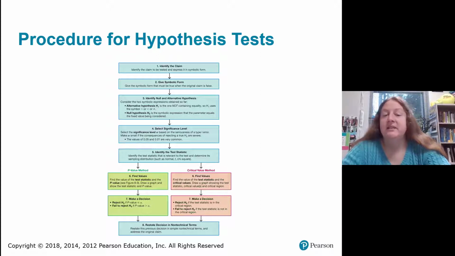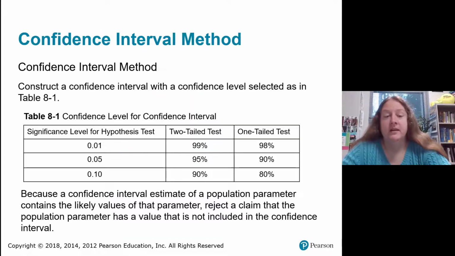And then we're going to select a significance level. We're going to identify the test statistic. And then there's two different methods that we can use. One of them is called the p-value method, and another is called the critical value method. In both of these, we're going to find values and then make a decision. And finally, in all of this, we restate our decision in non-technical terms. Now, even though the steps are the same with the p-value method and the critical value method, how we do those things is going to be different. We'll be taking a look at both of those.